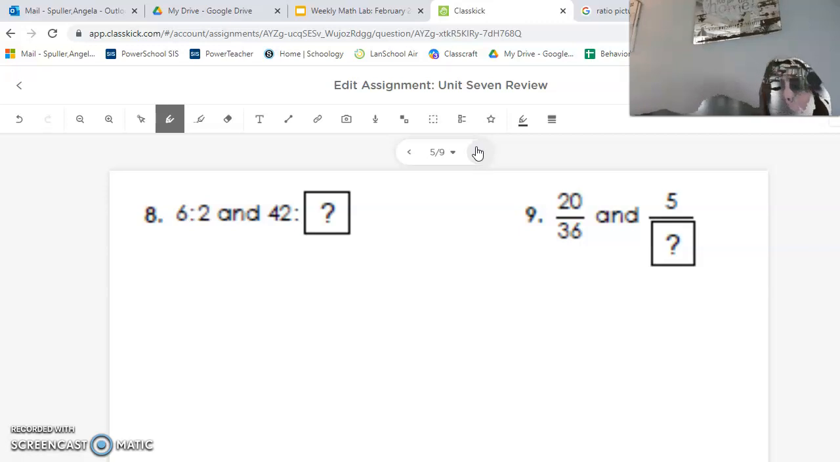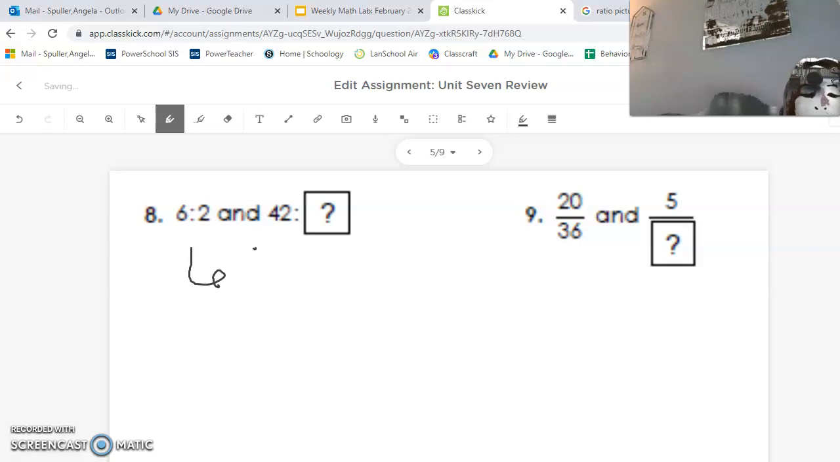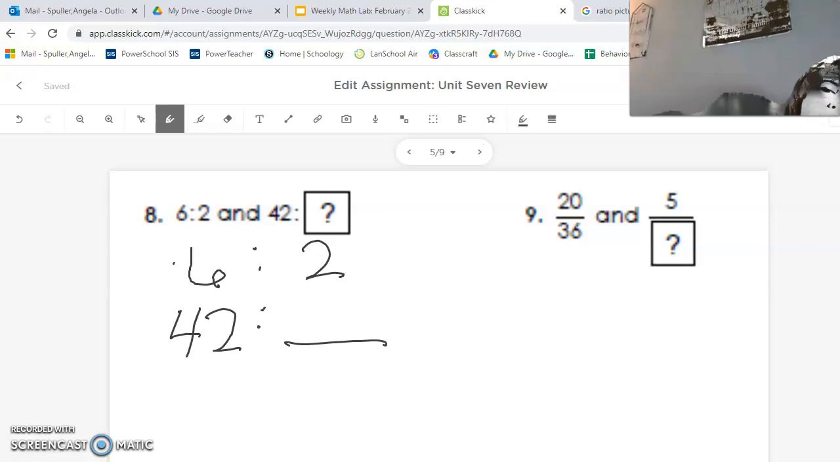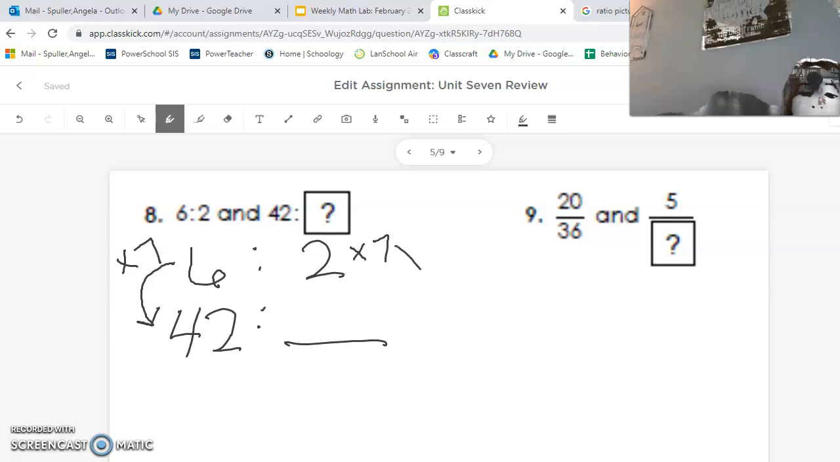All right, so here we're supposed to be finding the missing values. So if I have 6 to 2, and I have 42 to something. Well, how did I get this 6 to be 42? What did I do with the 6? Well, I multiplied it times 7. 6 times 7 is 42. If I do that there, I have to come over here and say times 7 here, and that gets me 14.